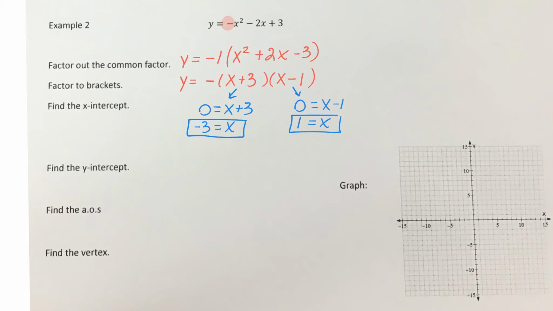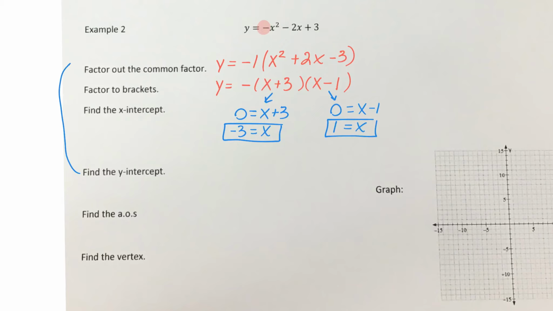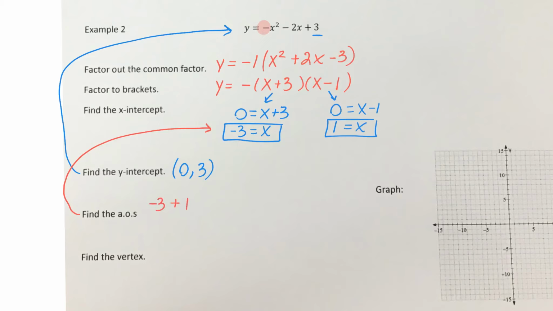Find your y-intercept. Remember, your y-intercept is going to go back up to the original function. What's the y-intercept there? If I replace my x's with zeros, my y-intercept would be 3, which is that number at the end, your c value. Your axis of symmetry comes from your x-intercepts. So I'm going to say negative 3 plus 1, and you divide in half. Negative 3 plus 1 is negative 2. Negative 2 divided by 2 is negative 1.